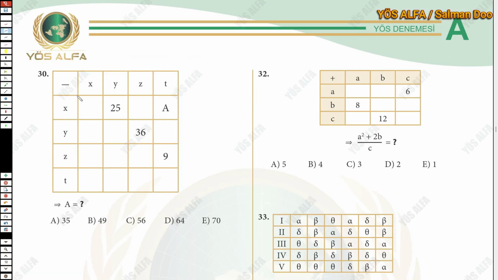30. The subtraction table is given. X minus y is 25, and y minus z is 36. Z minus t is 9. And we're asked to find A, which is x minus t. When we sum them up, these equations give us x minus t on the left hand side. On the right hand side, we have 36 plus 9 is 45, plus 25 is 70. So the answer is E.